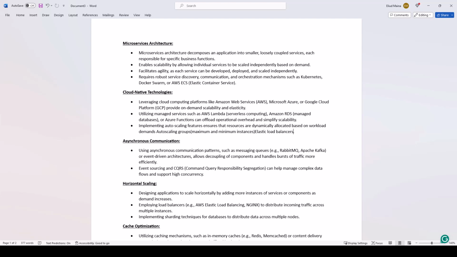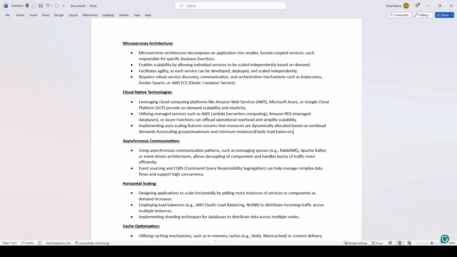And the next one is cloud native technology. You can leverage cloud computing, especially AWS, Google, and Azure. So utilizing technology like Lambda functions, Amazon RDS, and SQL databases, or Azure Functions can offload operations and simplify. These are serverless architecture or serverless technology, whereby when you deploy a solution, you don't worry about how, behind the scenes, these services scale. So some of those serverless technologies can help you scale some of your products.